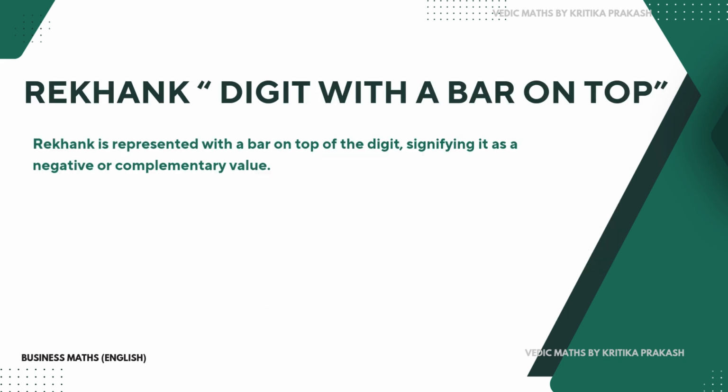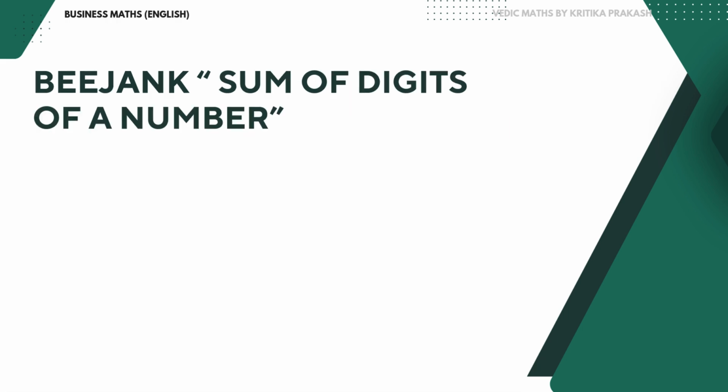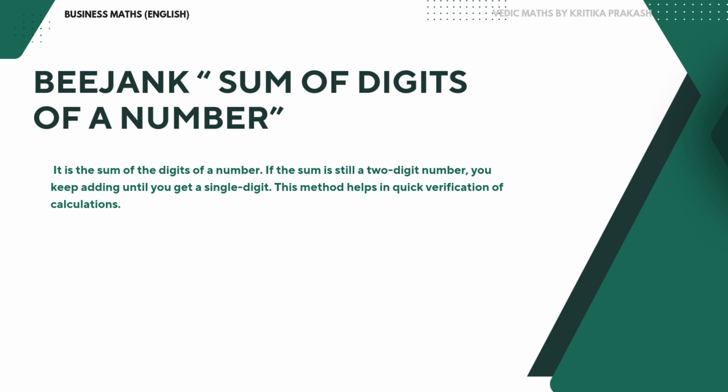Next is Rekhank. It represents negative digit using a bar over the number. This is a visual method to indicate that the number is to be treated negative during calculation. For example, 7 bar is the Rekhank of 7, 4 bar is the Rekhank of 4 and 2 bar is the Rekhank of 2. Finally, we have the Beejank, which is the sum of digits of a number.